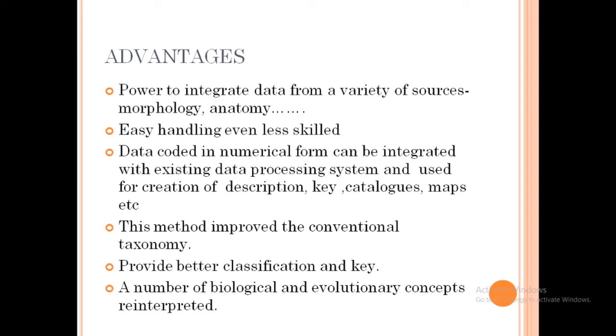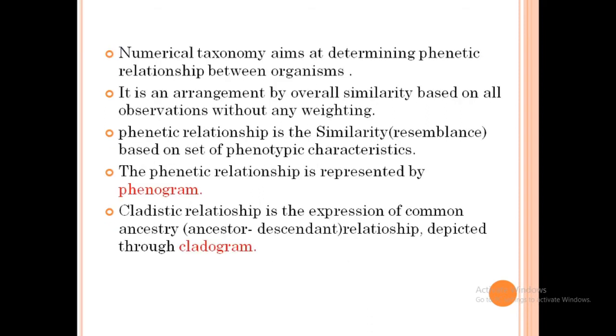Okay, it is an improvement on the conventional taxonomy we are now using. So it is an advanced one. Then it provides a better classification and key. A number of biological and evolutionary concepts are reinterpreted through this system. Then it aims at determining phenetic relationship between organisms, and it is also arrangement by overall similarity and observation. So we are observing, then measuring similarity, weightage of characters. That is important. Okay. So phenetic relationship is similarity, resemblance based on phenotypic characters.